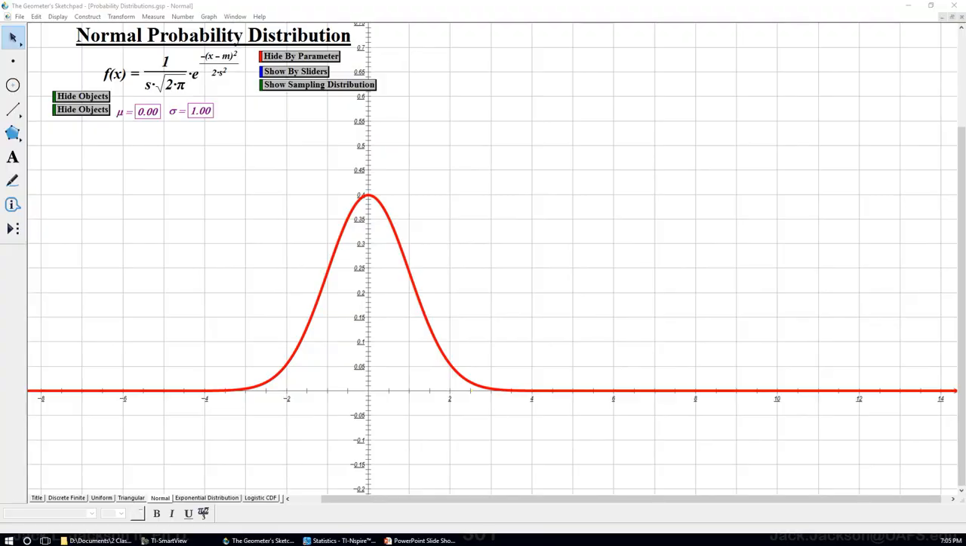Okay, here's a Geometry Sketchpad sketch that I put together that has some normal probability distributions graphed. This is the standard normal distribution. Mu is 0 and sigma is 1. So the mean is 0 here, centered up on the y-axis. If you go to the right one from that right here, you get the inflection point.